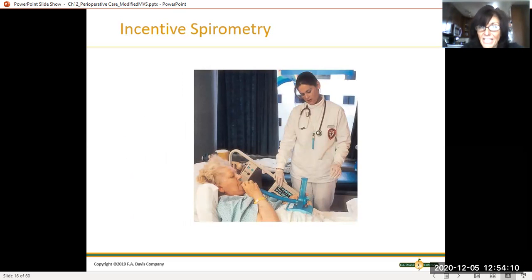There's a lady using the incentive spirometer. See, that's what one looks like. Look at that nice nurse. She looks happy.